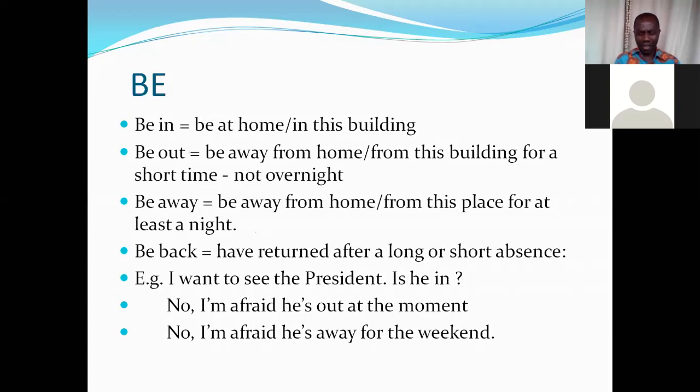That is the meaning of be away, be in, be out. These are the expressions: be in, be out, be away, be back. Learn to know how to use all of them.